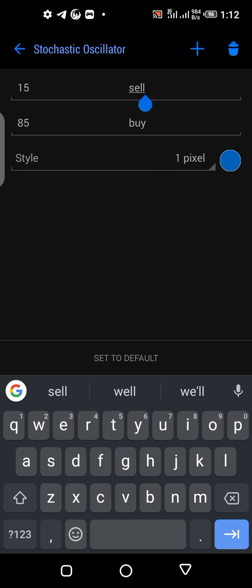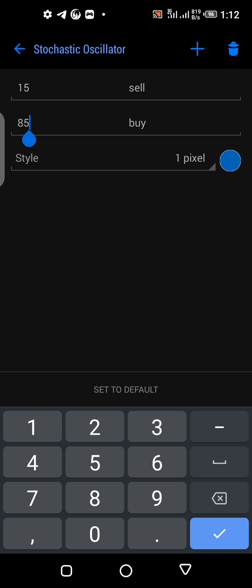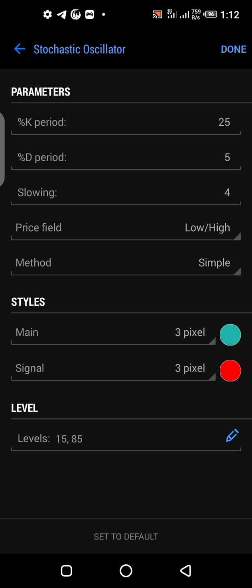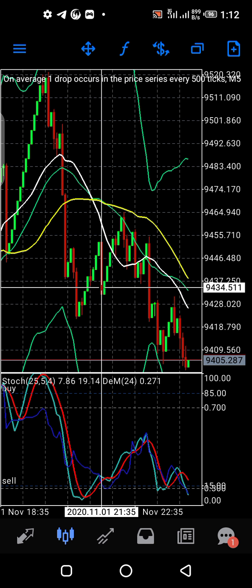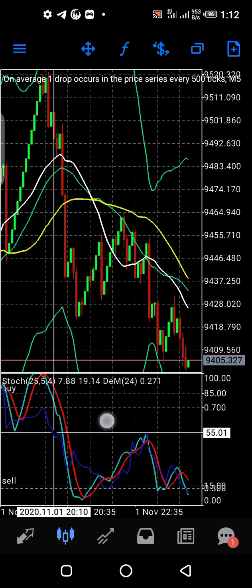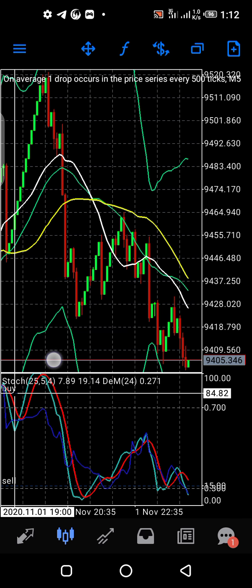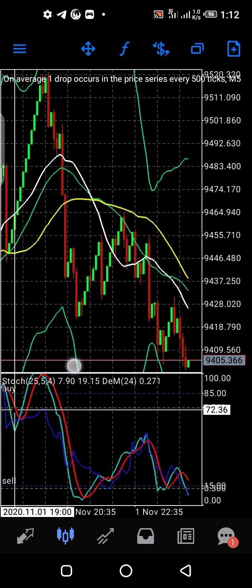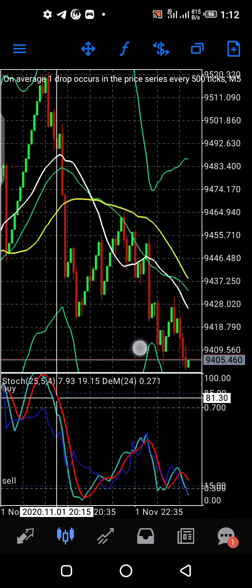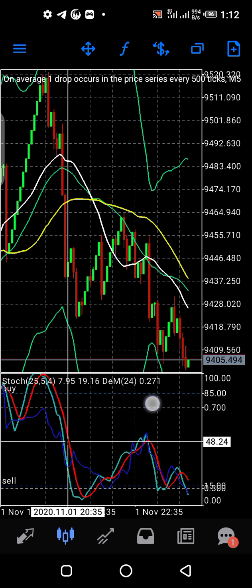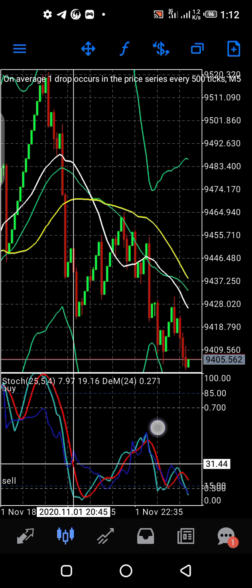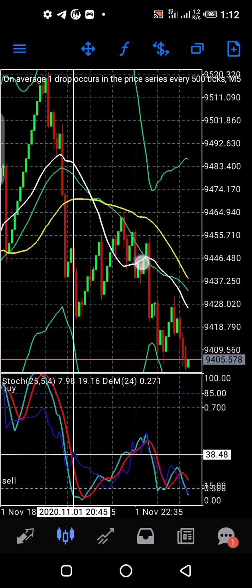Then here you edit to sell at the top, 15, and edit the down here for the buy, 85. Once you are done, you click on this arrow here, then you click on done. Now this pops up, buy and selling. This is the stochastic oscillator, these two lines here, the green and the red.